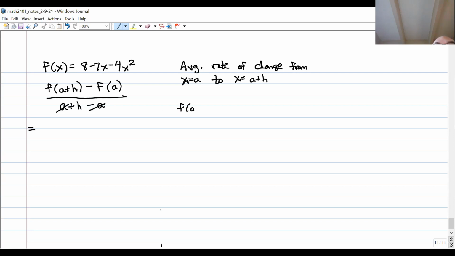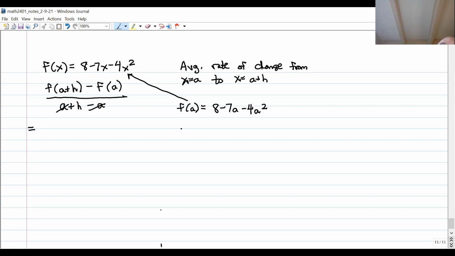All right, so they broke this down. First, they asked us to calculate what's f(a). Well, that's trivial because all you're going to do is substitute a for x in your function formula. So you get 8 minus 7 times a minus 4 times a squared, all right? So that's f(a).